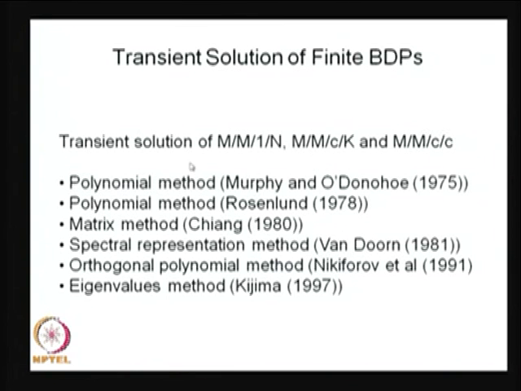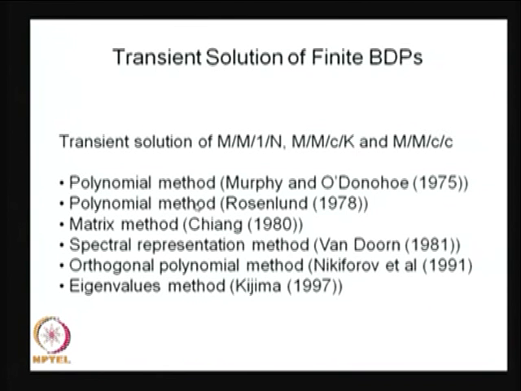There is a lot of literature on the transient solution of a finite birth-death process, started with Murphy and O'Donoghue, who used the polynomial method. In 1978 Rosenlund also found the transient solution for the finite BDP using different polynomial methods. Chiang in 1980 used a matrix method. Later Van Doorn gave the solution using a spectral representation method, and Nikiforov et al. in 1991 gave the transient solution using orthogonal polynomials. Later Kijima also gave the solution using eigenvalue methods.